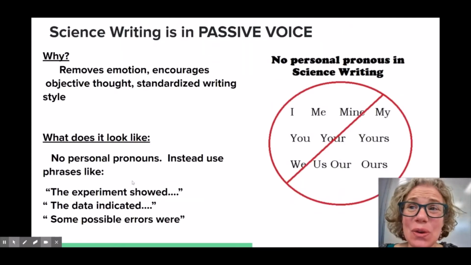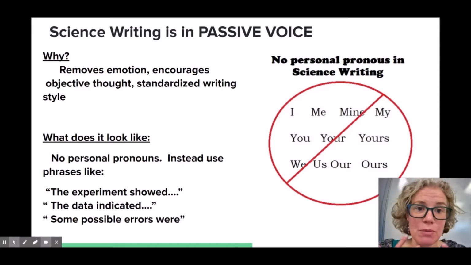All right. So in science, we always write with a passive voice. What that means is that we want to try to remove ourselves from our observations. Because in science, we want to make sure that we are being very objective. It's not really about my experience, but it's about what are the numbers and what do I actually observe.